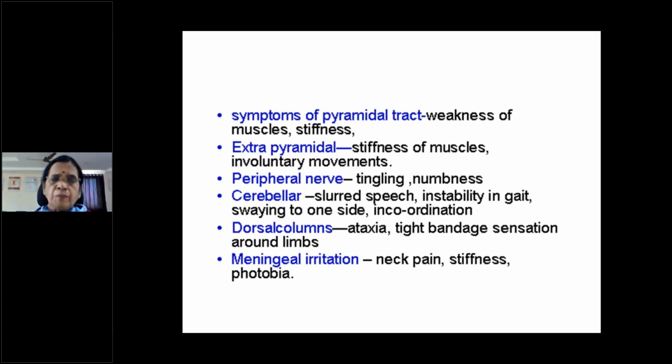And pertaining to the symptoms of the pyramidal tract, if you have to trace out when a patient comes with weakness, is it due to the pyramidal tract, or is it extrapyramidal, or a peripheral nerve, or cerebellar? There are so many tracts, and each has a specific way of presenting. Usually when the pyramidal tract, that means the corticospinal tract, is affected, or in an upper motor neuron type of lesion, weakness of the muscles will be there and stiffness. The patient complains of stiffness of the muscles. So these are the two symptoms suggestive of a pyramidal tract.